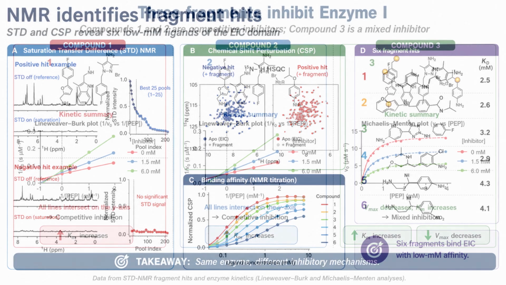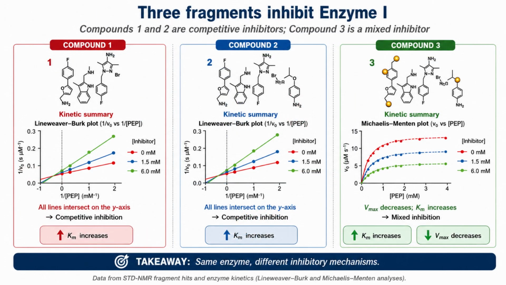The kinetic data showed that the 3 inhibitors do not behave identically. Compounds 1 and 2 act as competitive inhibitors. They increase the apparent K sub M for PEP binding. Compound 3 behaves as a mixed inhibitor. It increases K sub M and also decreases Vmax.